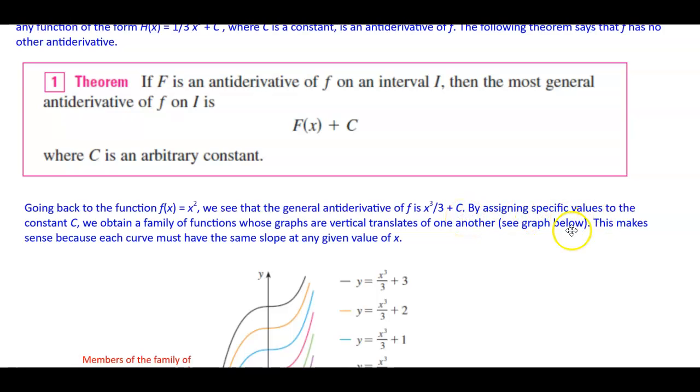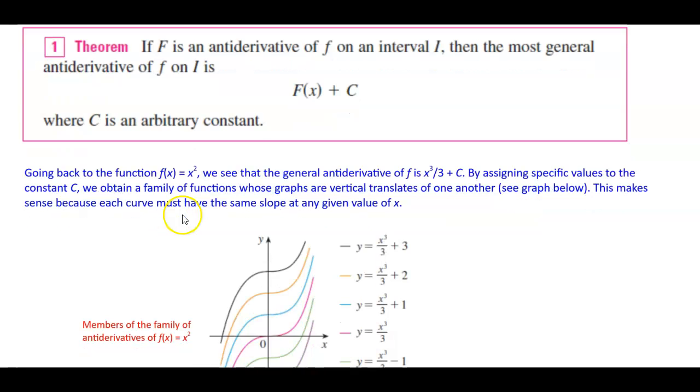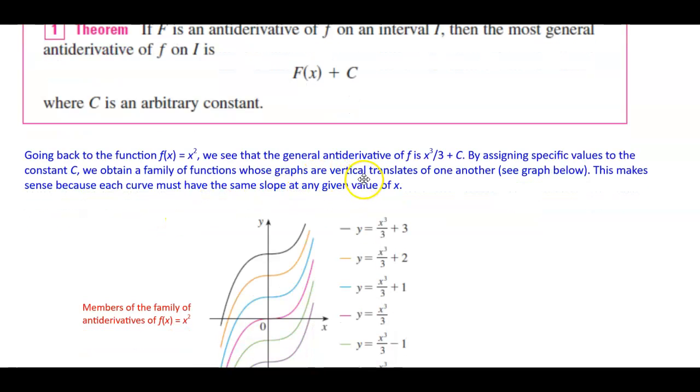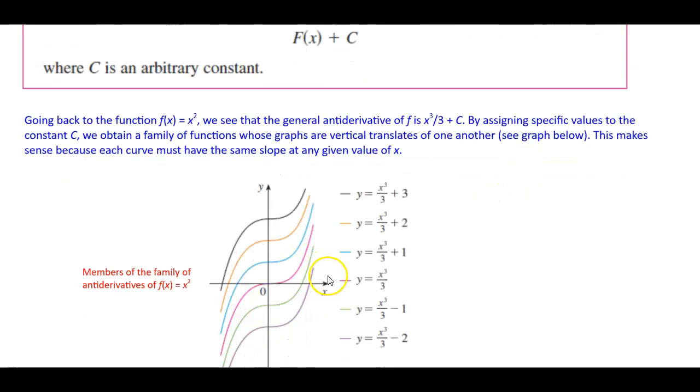By assigning specific values to the constant c, we obtain a family of functions whose graphs are vertical translates of one another. You can see the graph below here. This makes sense because each curve must have the same slope at any given value of x.